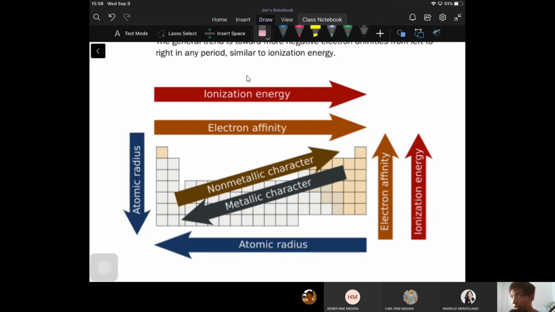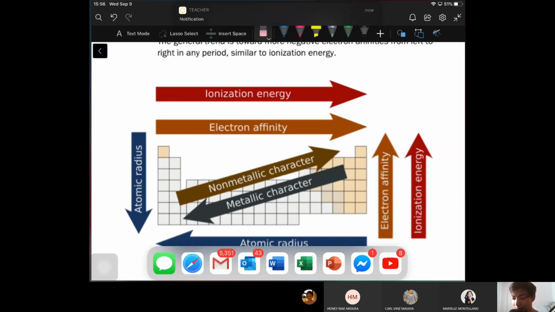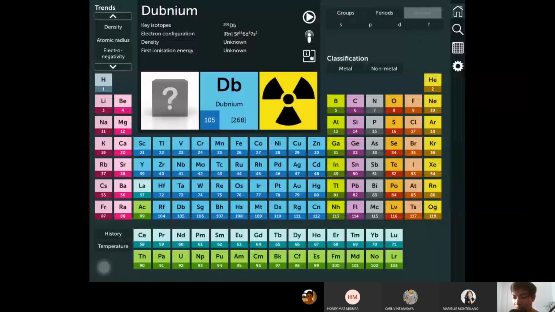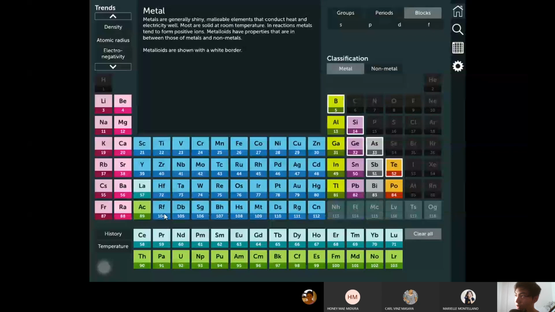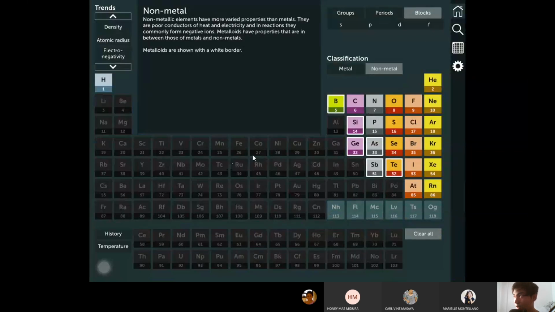Pag ayaw naman niya mamigay ng electron, gusto niya kumuha lang ng electron, it becomes non-metals. Ito yung mga nangunguha ng electron. So, the more na nangunguha sila ng electron, the more non-metallic their property is. Kaya we have this divide sa periodic table. So, ano yung divide? We have the metals here sa left side. We have the non-metals on the right side.